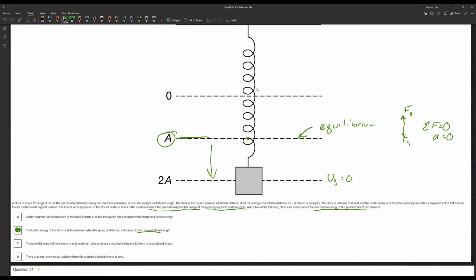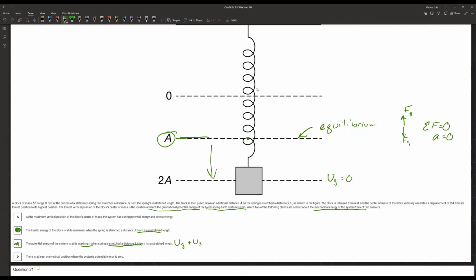The other one is C. The potential energy of the system is maximum when the spring is stretched a distance 2A from its unstretched length. Okay, so here they're talking about U potential and U spring, or sorry, U. Oh my God, I am actually starting to get tired because I am mixing things up real bad.